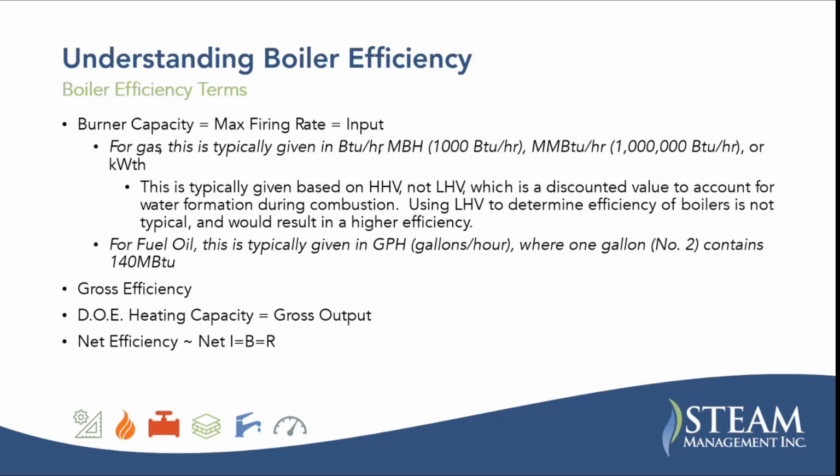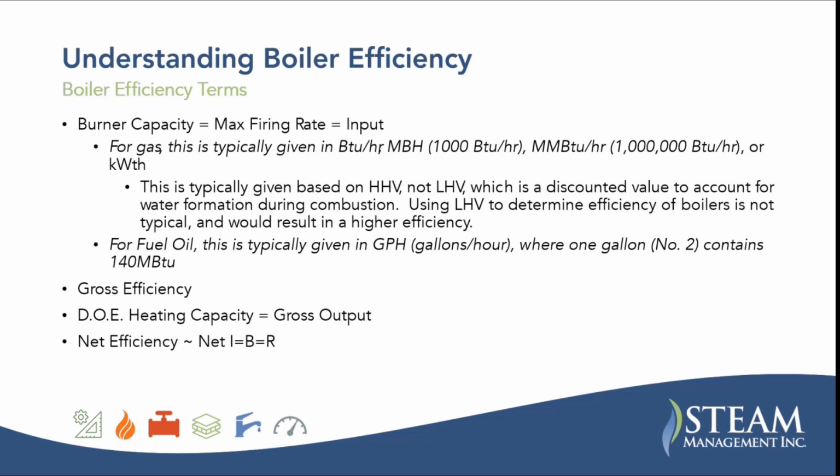DOE heating capacity is a newer term. I mean, I guess it's been around a while now, but a newer term for gross output. So those are basically interchangeable. Net efficiency listed on a boiler is accounting for radiation losses, convection losses, and some other things. It's similar to net IBR rating.